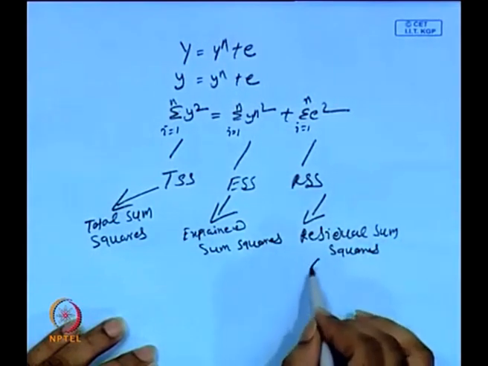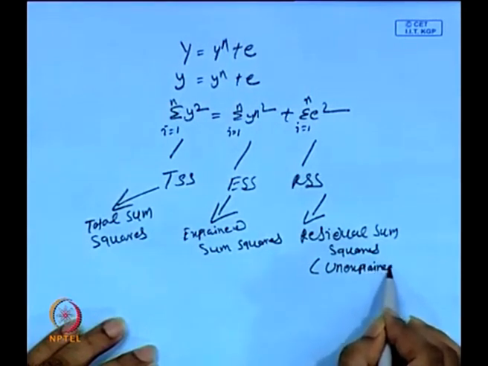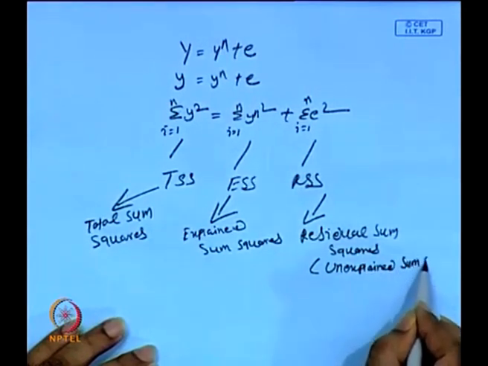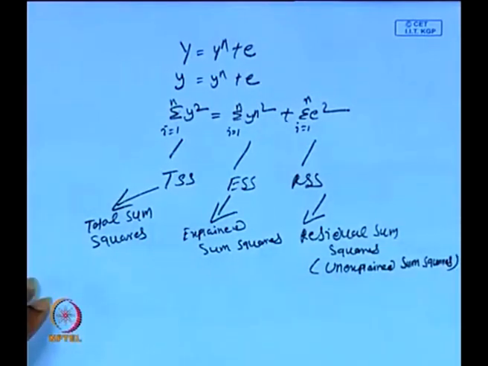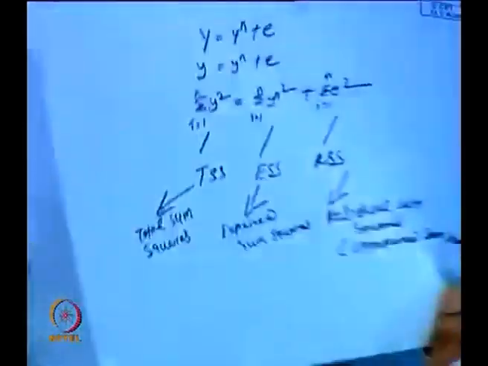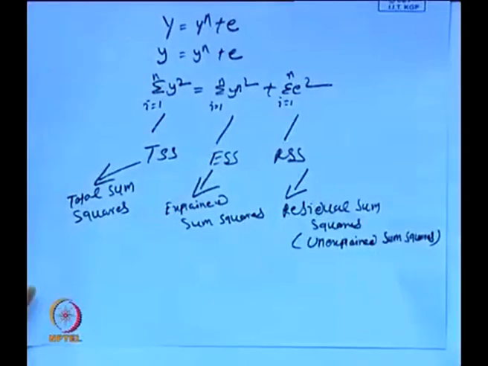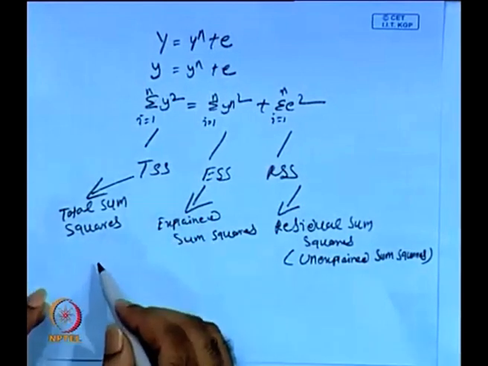The residual sum of squares is otherwise known as the unexplained sum of squares. So now what is exactly this particular term?